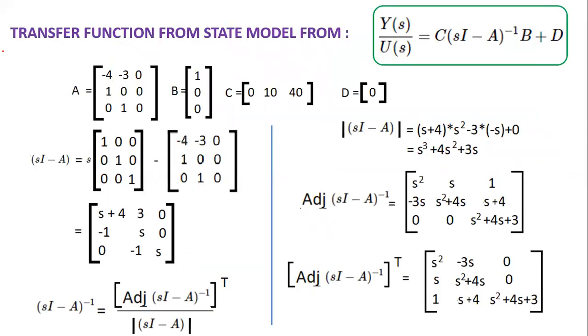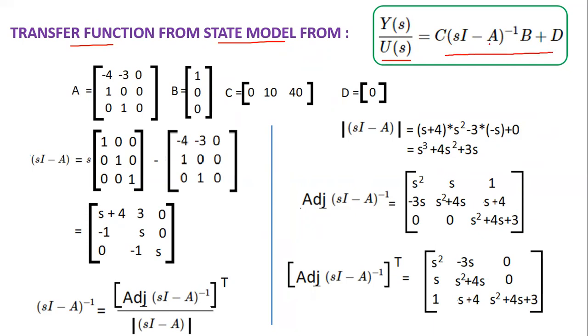Coming to the second case, here you need to find the transfer function from the state model. That means they give the A, B, C, D matrices, and by using those matrices we need to find the transfer function. We already know the formula for the transfer function. So y of s by u of s is the transfer function, which is equal to C into (sI minus A) whole inverse into B plus D. So this is the equation.